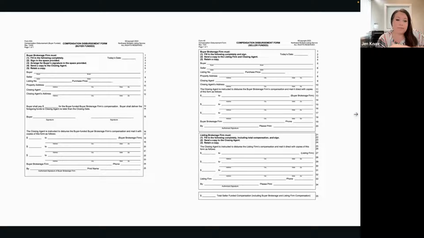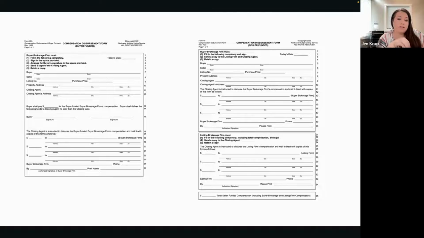When I'm talking about the forms, I did want to pull up what those actually look like, because I know here in our office, we do use this form. So it's good to know what you're signing. The one on the left is the compensation disbursement that is buyer funded. This means that the buyer has already agreed in some sort of contract that we have put together before the sale, whether it be a listing contract or a buyer contract. Then the purchase and sale agreement has also either disclosed that they were going to pay or the buyer is aware that they are going to pay.